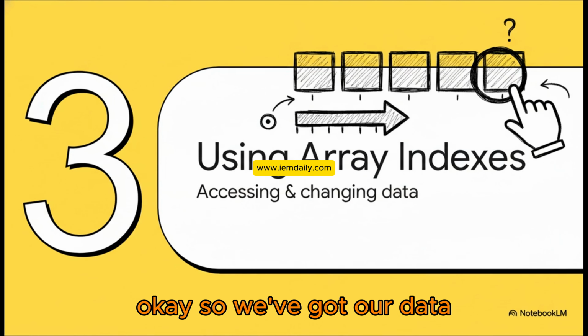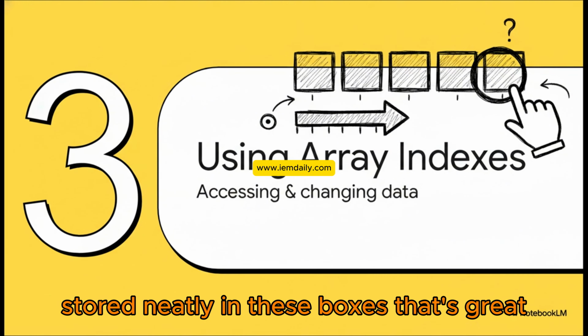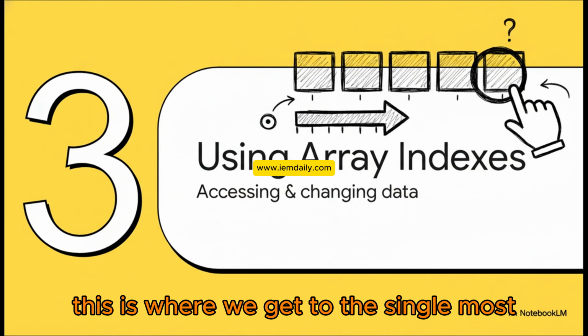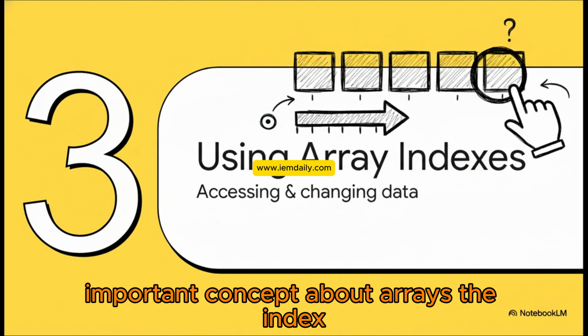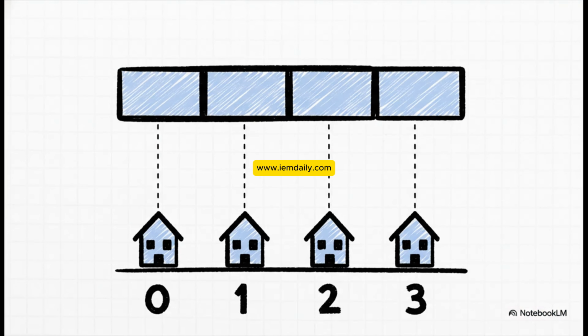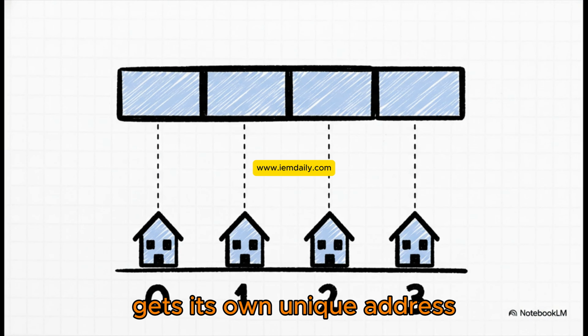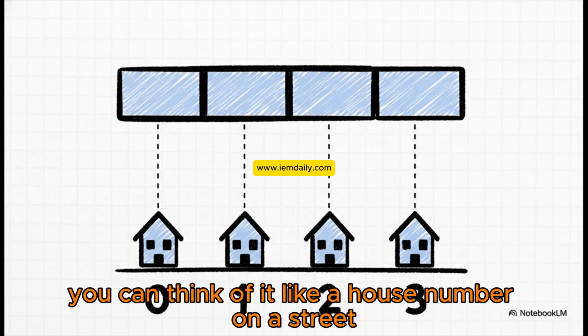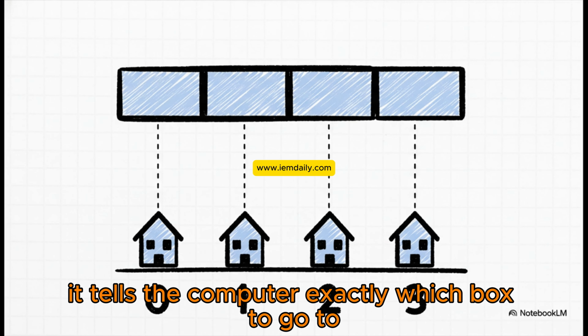Okay, so we've got our data stored neatly in these boxes. That's great, but how do we get a specific piece of data back out? This is where we get to the single most important concept about arrays, the index. Every single box in our array gets its own unique address, and we call that address an index. You can think of it like a house number on a street. It tells the computer exactly which box to go to.